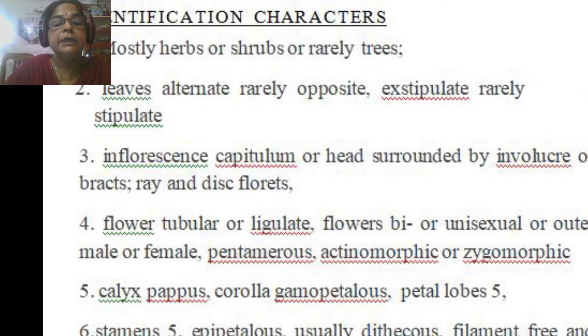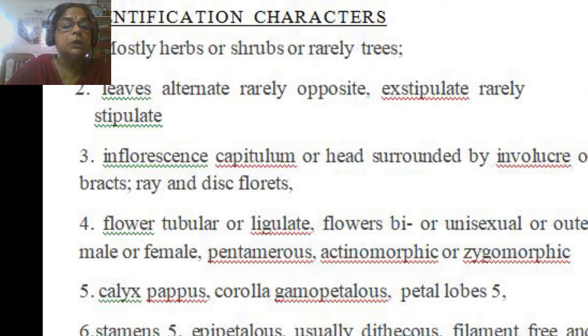The most important identification character is the inflorescence. In this family, the inflorescence is a head or capitulum. This head or capitulum is surrounded by many large bracts which are colored and attractive. In this head, we will study two types of florets: on the periphery, the ray florets, and in the center, the disc florets.